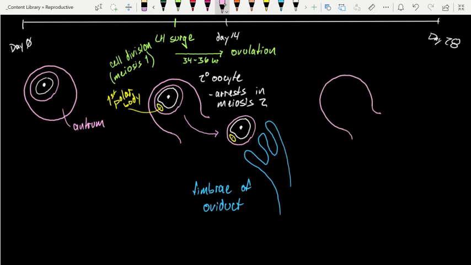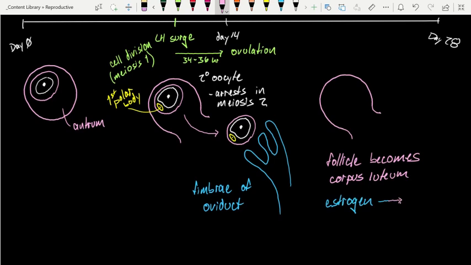Now, it's important to recognize what happens to the remnants of the follicle. The follicle becomes the corpus luteum, and whereas prior to ovulation the key hormone being secreted by this follicle was estrogen, we now start to see a transition. The cells convert from producing estrogen to producing primarily progesterone. So let's zoom out and see what that looks like on our graph.